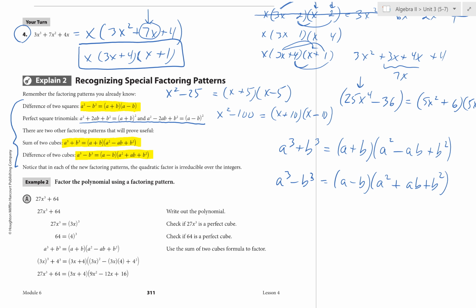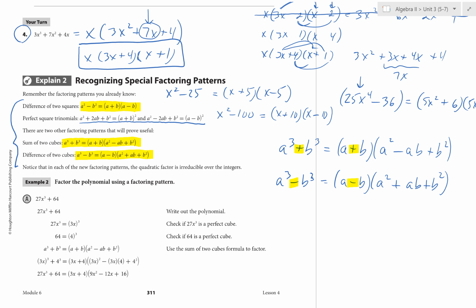All right, Amy, what did you guys notice about the formulas? We got that pretty much the signs are different and everything else is the same. So for the sum of two cubes, it's plus plus minus plus, and the difference is minus minus plus plus. Okay, I see what you're saying. So that's one way that you could remember it.